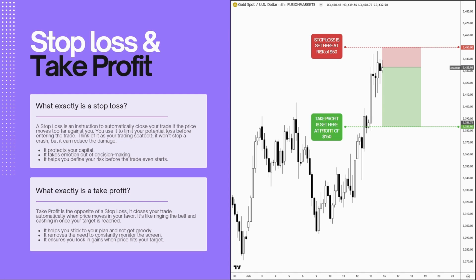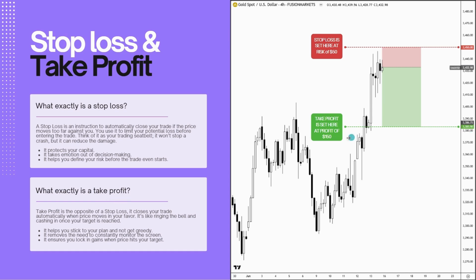Now, the reason why stop losses are beneficial is because, firstly, it protects your capital, it takes emotions out of your decision making, which is very important, and it helps you define your risk before the trade even starts. What about the next one? What about a take profit? A take profit is the opposite of a stop loss. It closes your trade automatically when price moves in your favor. It's like ringing the bell and cashing in once your target is reached.